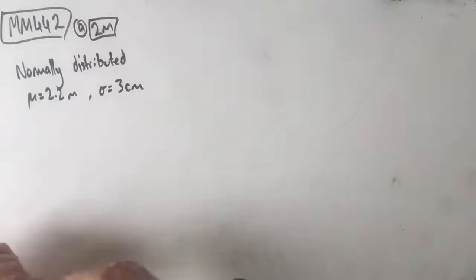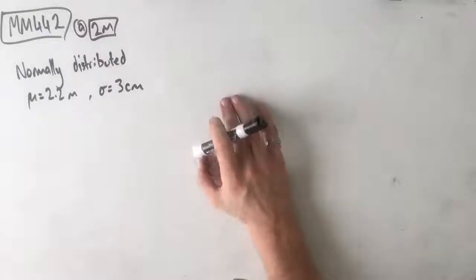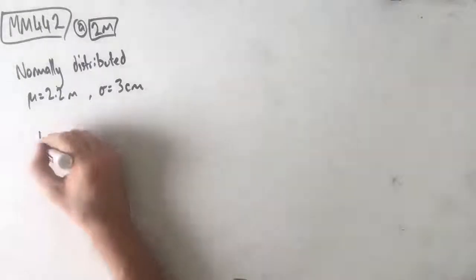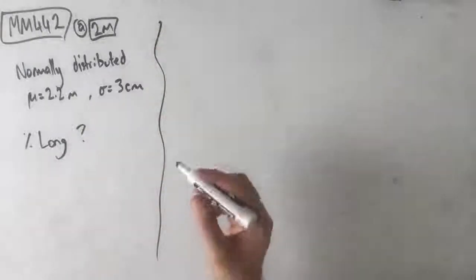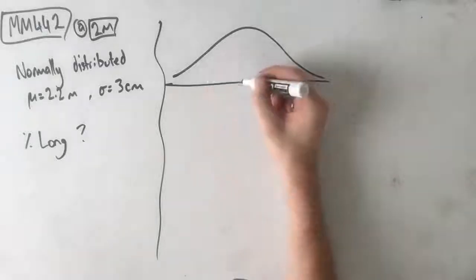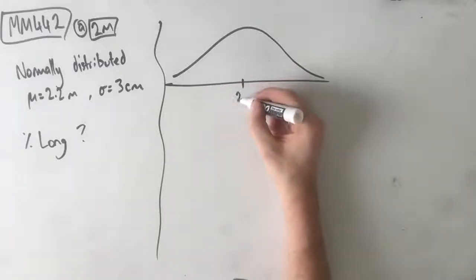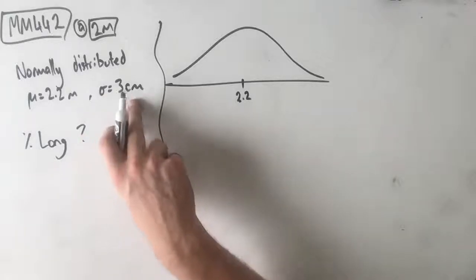Awesome. Part A, which is a 2-mark question, says what percentage of the poles produced by MC are considered long? Give your answer correct to 2 decimal places. So we're looking for the amount of long. Awesome. So we know that it's normally distributed, so what I would do is just create a normal distribution curve quickly, where our mean is 2.2, our standard deviation is 3 centimeters.